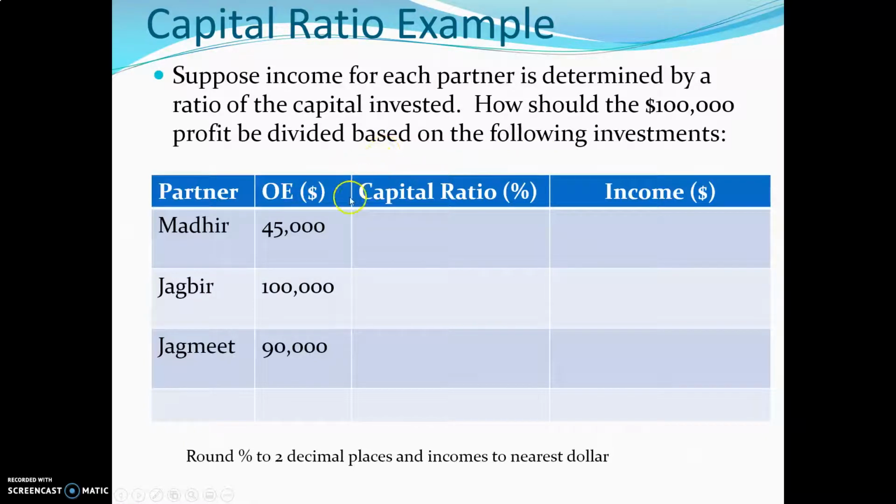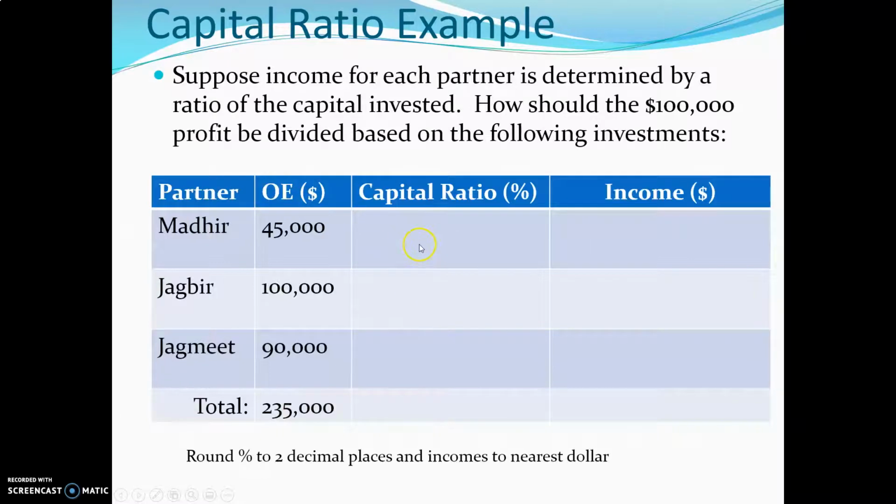Now that you had a chance to pause, let's take a look at what the answer will be. First, we need to figure out what these amounts are as a percentage of the total owner's equity. What is the total owner equity? 45,000 plus 100,000 plus 90,000 is 235,000.